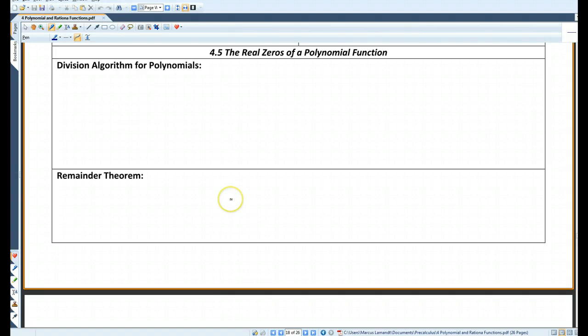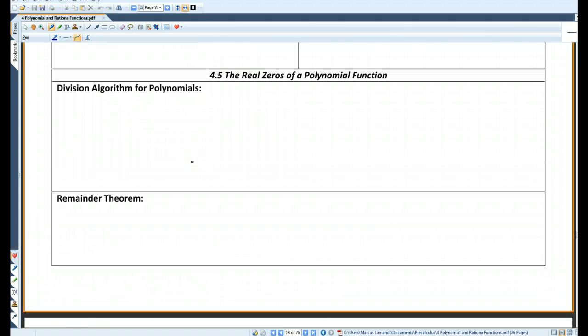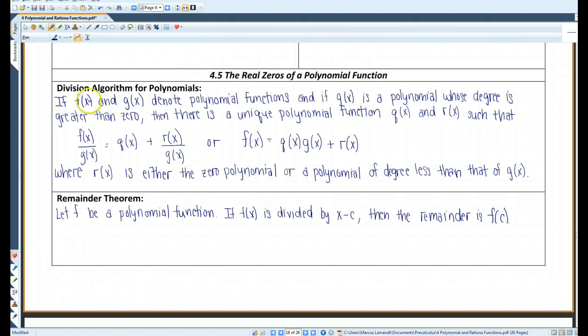Alright, you guys, 4.5, the real zeros of a polynomial function. Alright, I'm going to write out these two things right here. The division algorithm for polynomials. If f of x and g of x denote polynomial functions, and if g of x is a polynomial whose degree is greater than 0, then there is a unique polynomial function q of x and r of x such that if you divide the functions, you're going to get some quotient plus the remainder over the denominator.